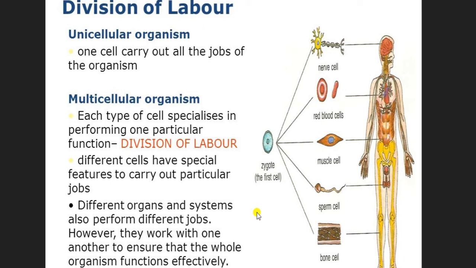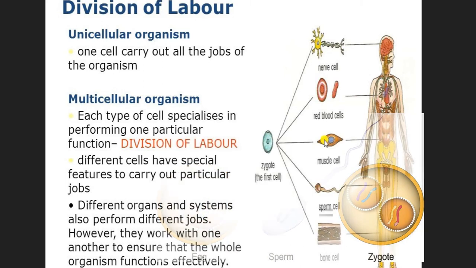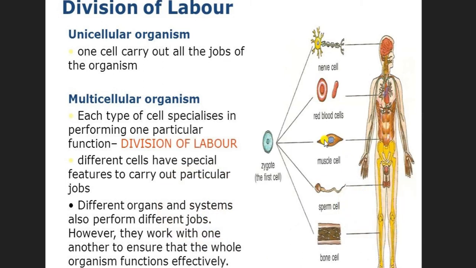As you can see here, the first cell is the zygote, formed by the fusion of the parent cells, that is the reproductive cells, sperm and ova, and then there will be so many types of cells. Different organs and systems also perform different jobs. However, they work with one another to ensure the whole organism functions effectively.